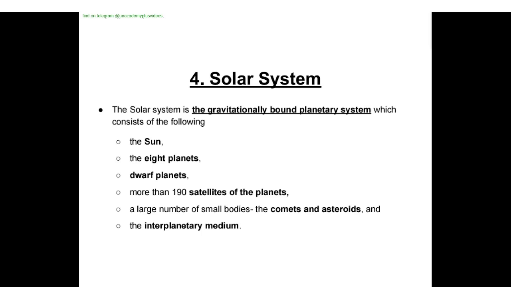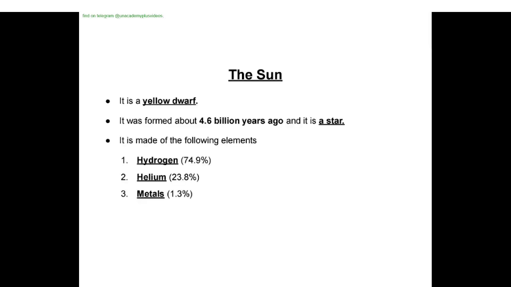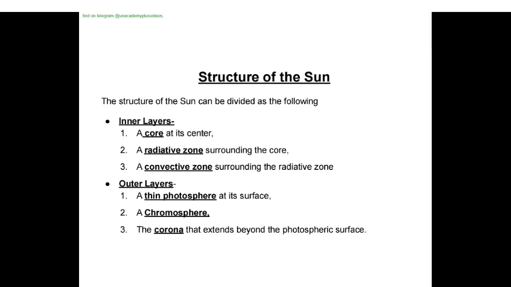Solar system. The solar system is the gravitationally bound planetary system which consists of the following: the Sun, the eight planets, dwarf planets, more than 190 satellites of the planets, a large number of small bodies, the comets and asteroids, and the interplanetary medium. The Sun is a yellow dwarf. It was formed about 4.6 billion years ago and it is a star. It is made up of the following elements: hydrogen 74.9%, helium 23.8%, and metals 1.3%.